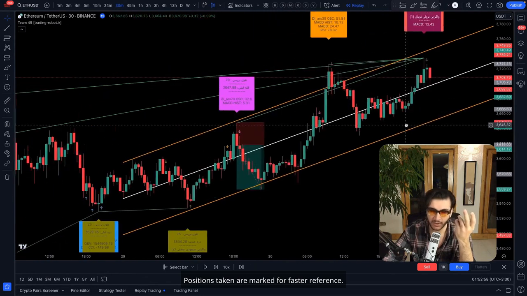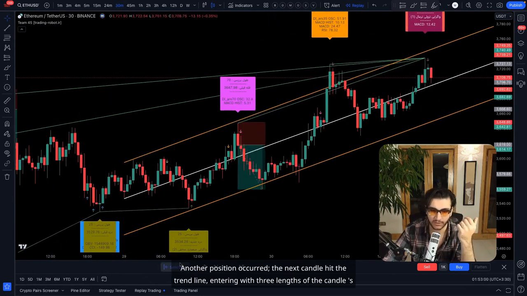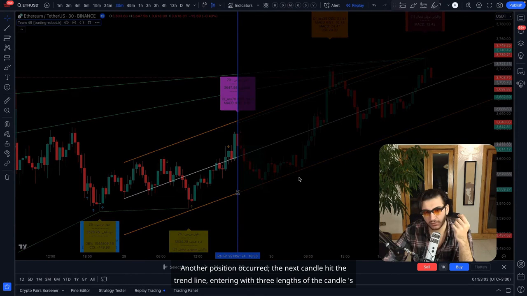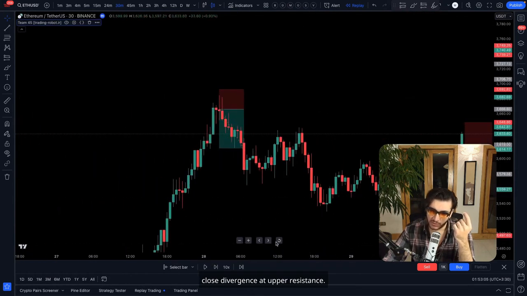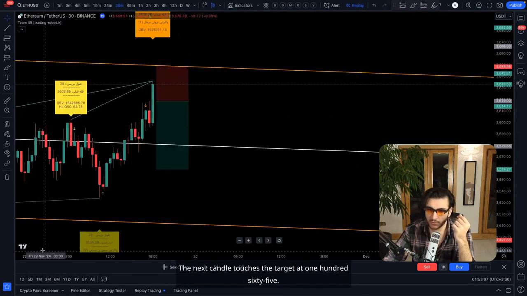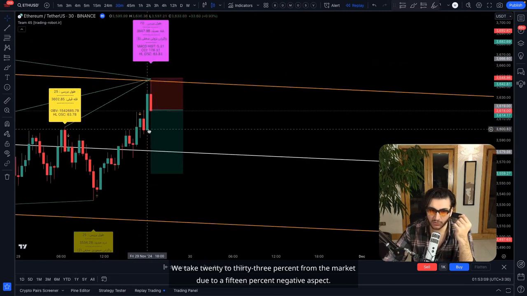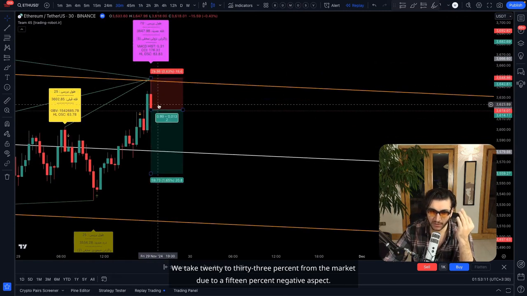Positions taken are marked for faster reference. Another position occurred. The next candle hit the trend line, entering with 3 lengths of the candle's close divergence at upper resistance. The next candle touches the target at 165. We take 20 to 33% from the market due to a 15% negative aspect.